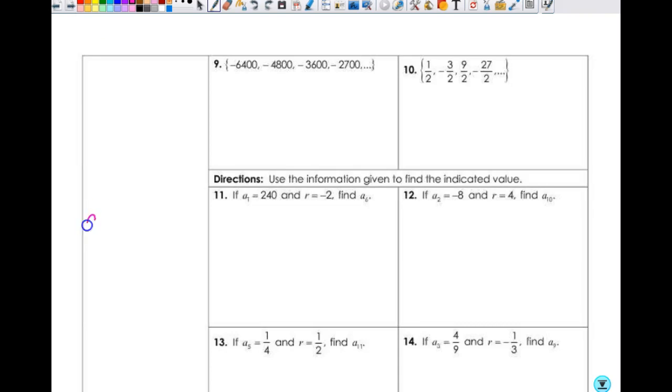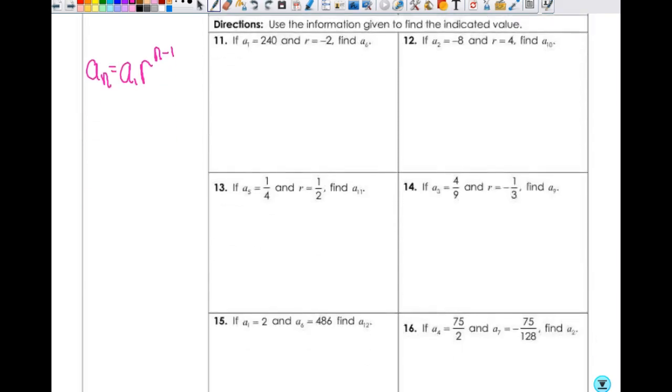And then I'm going to rewrite this. So we have AN equals A1 times R to the n minus 1 power. And we're going to skip down to, let's see, number 11. We're going to do more of these than we did on the front because there's something a little bit different that happens in some of these. So it says use the information given to find the indicated value. So here it's not asking me for AN, so I don't have to write in the actual rule, I just need to use the rule.